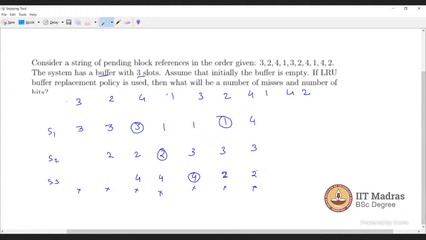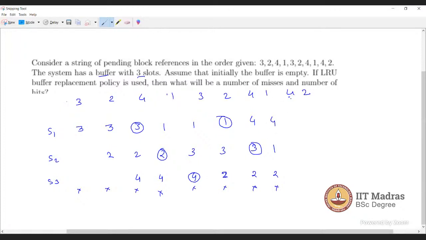Now we have to search for 1. The LRU is 3 now, so we have to replace 3 by 1. So 4, 1, 2. This is also a miss. Up to this, everything is a miss.